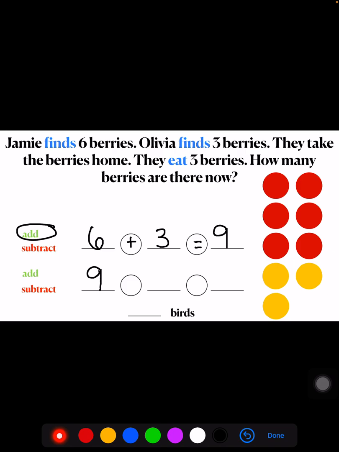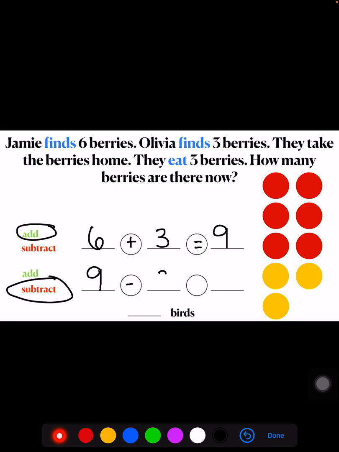They had 9 berries together, but they ate 3 of them. Our clue word is eat. Is eat a clue word for addition or subtraction? That's right. It's a clue word for subtraction. We're going to be subtracting 9 and 3.